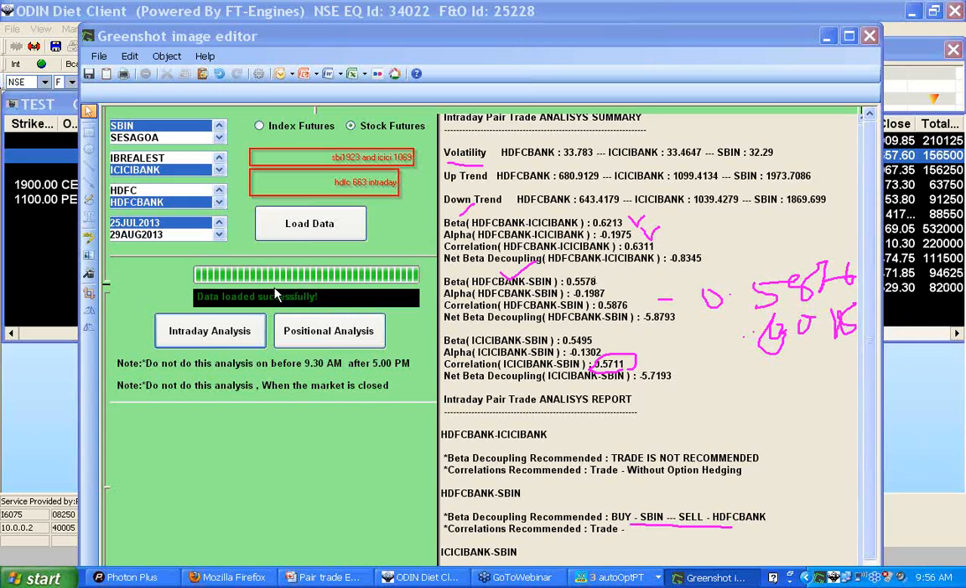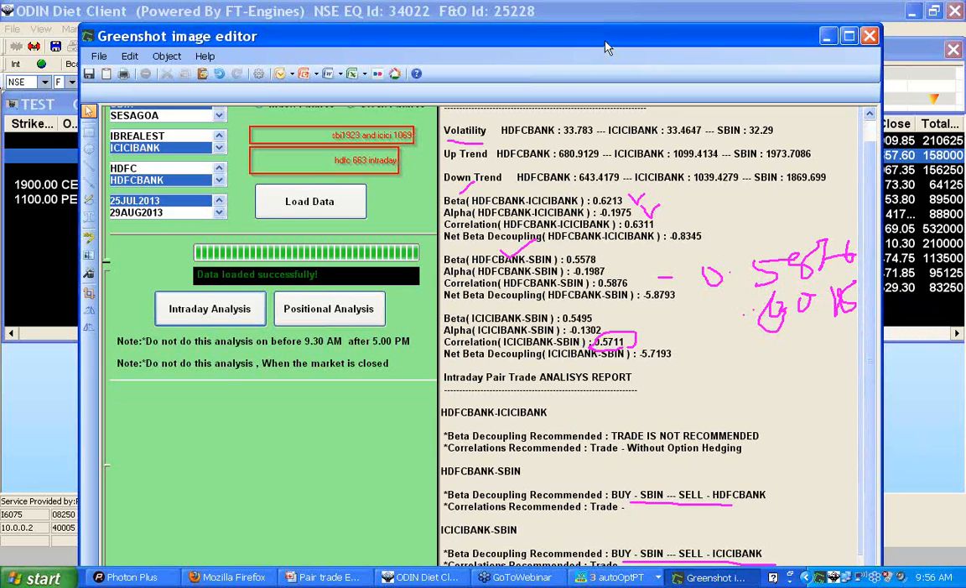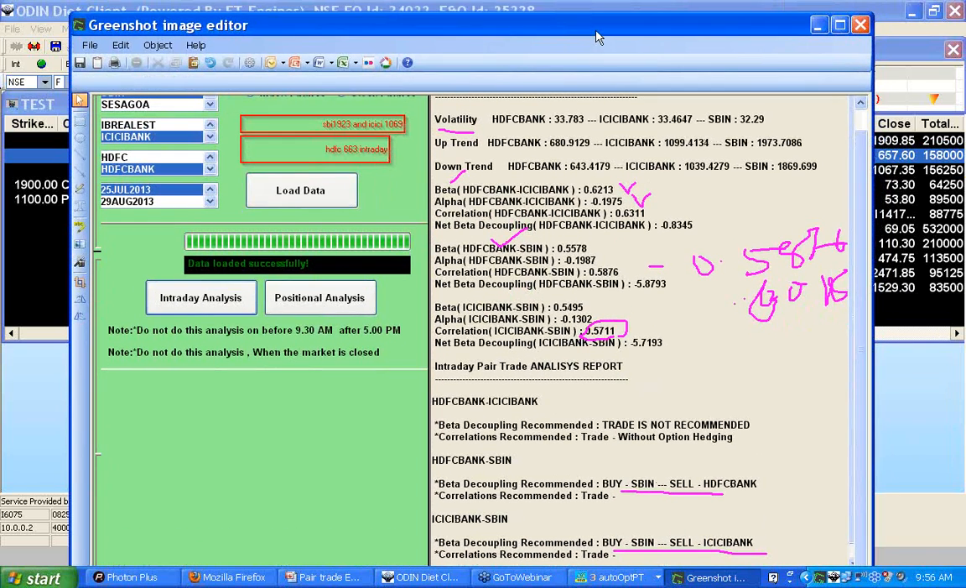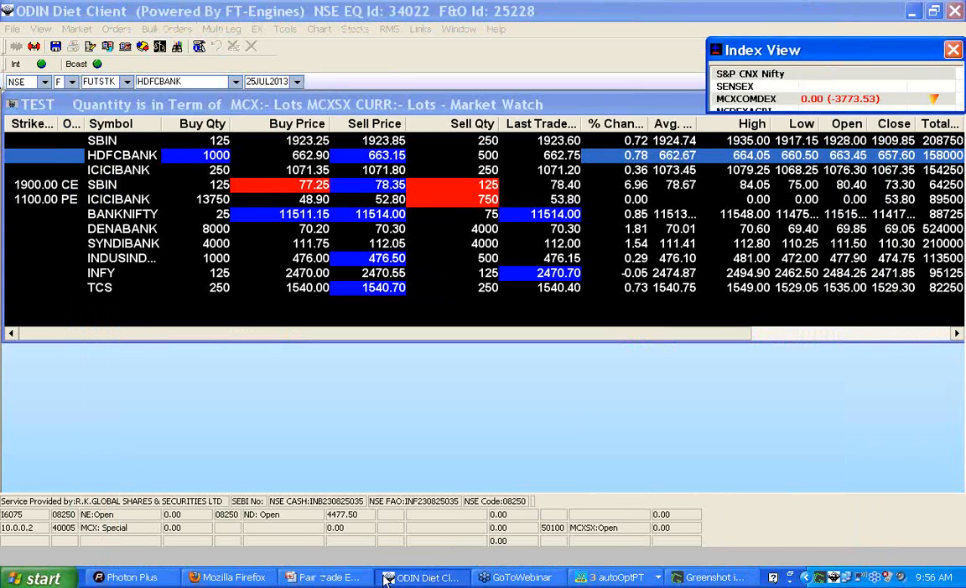So how do we find a pair? For the beta analysis we are taking the past 90 days of data because this is based purely on beta decoupling, and correlation is done on that. Suppose you are going for a positional analysis, you will get a different view.